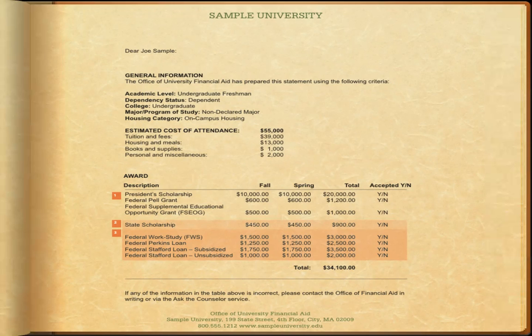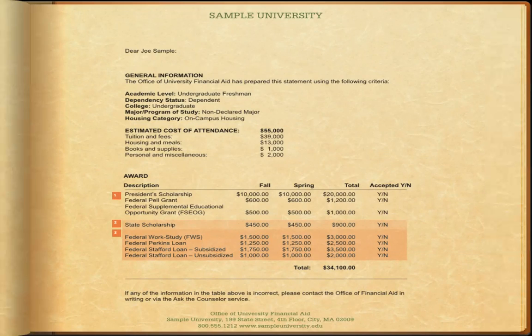Yeah, but there again, depending on what a student might get, it may end up being cheaper than, say, one of our state institutions. It has the awards broken down. President's Scholarship, that's an institutional fund. Pell Grant, that SEOG that we talked about. In this case, the state gave some money.